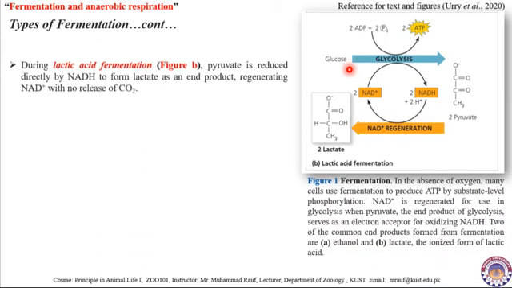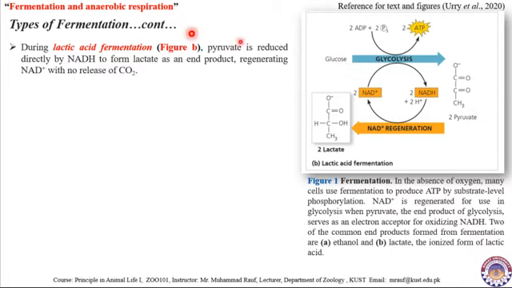Now the next type is lactic acid fermentation. During lactic acid fermentation, pyruvate is reduced directly by NADH. In alcoholic fermentation, first the pyruvate is converted into acetaldehyde, and then acetaldehyde is reduced by NADH. But in case of lactic acid fermentation, pyruvate is directly reduced by NADH to form lactate as an end product, regenerating NAD with no release of carbon dioxide. So mind the difference between the two processes.